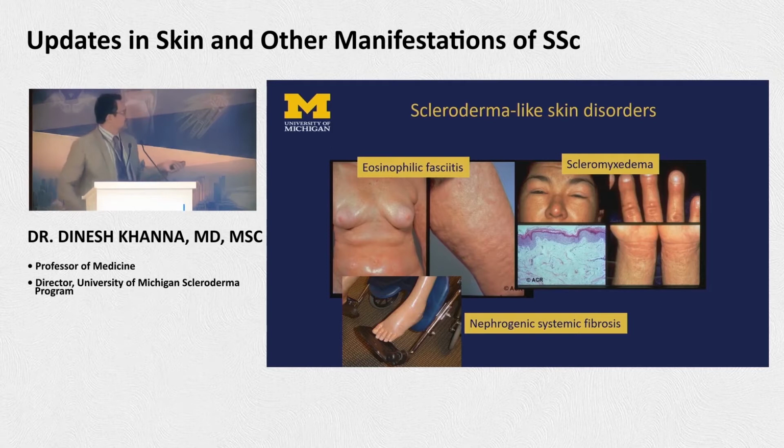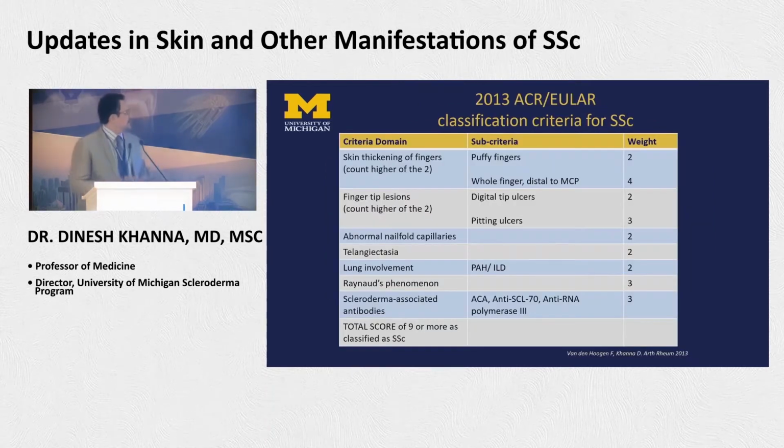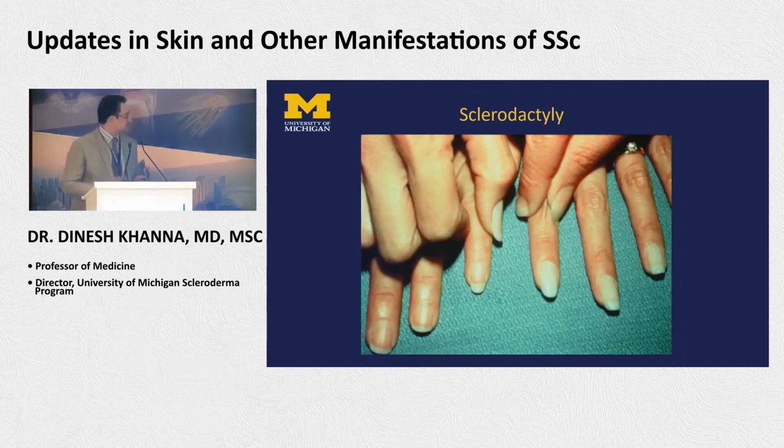So all of these are scleroderma-like disorders: eosinophilic fasciitis, scleromyxedema, nephrogenic systemic fibrosis. None of them have systemic sclerosis. And here's a classification that we published now in 2013. And if you notice here, anybody who has sclerodactyly proximal to the MCP joints has systemic sclerosis.